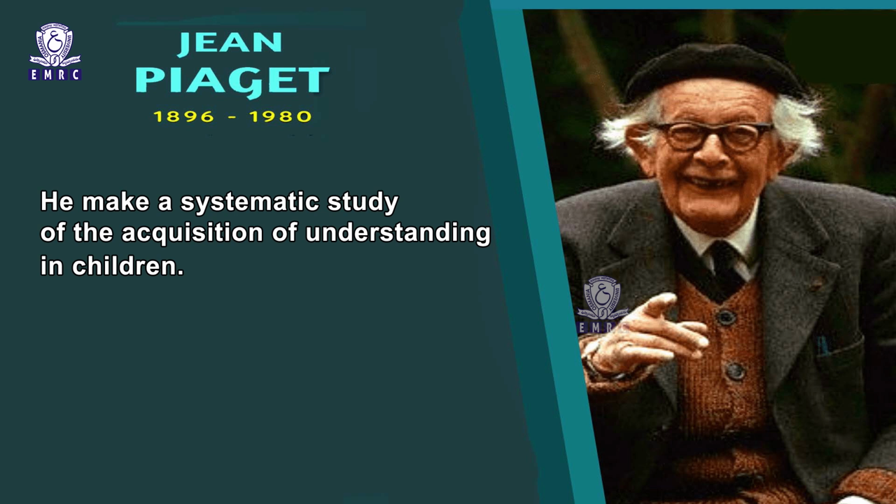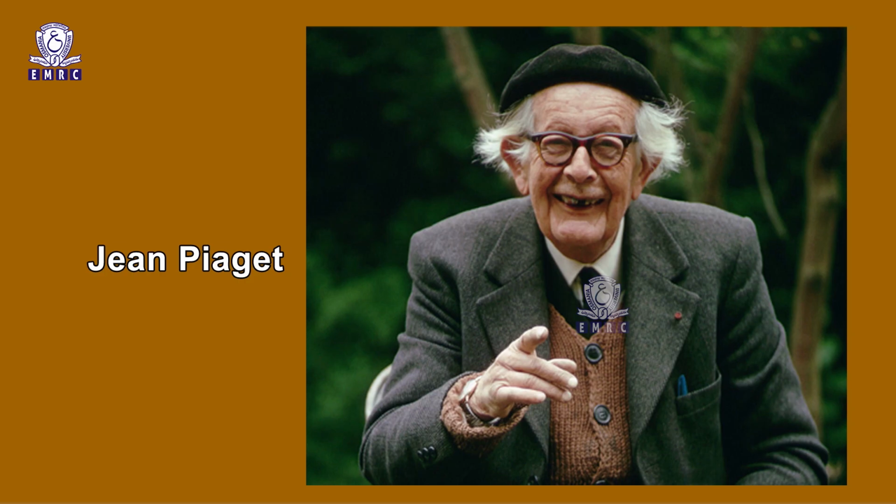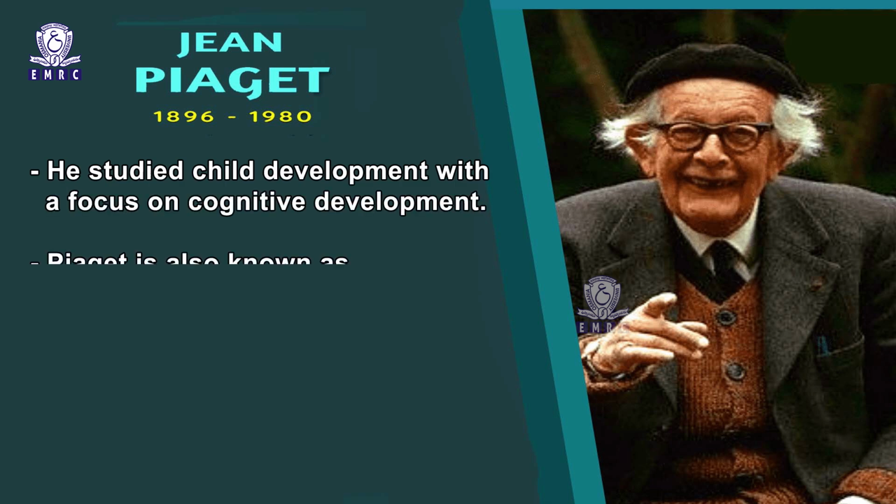Jean Piaget is a Swiss-born psychologist who was the first to make a systematic study of the acquisition of understanding in children. He was a zoologist by profession. He started working with Alfred Binet on intelligence tests, and because of his interest, he also studied child development with a focus on cognitive development. Piaget is also known as a radical constructivist.